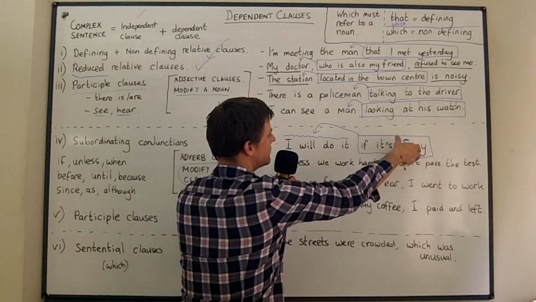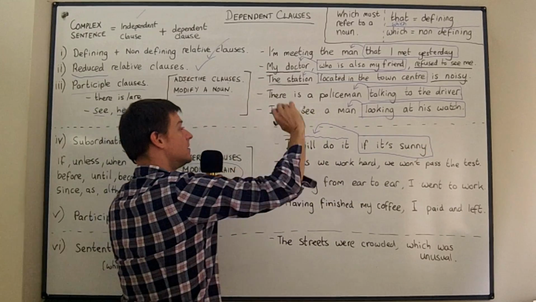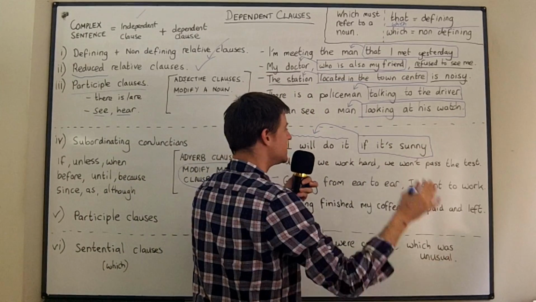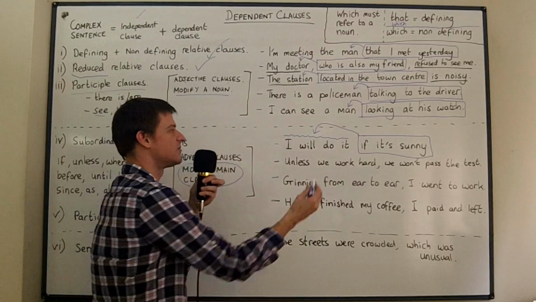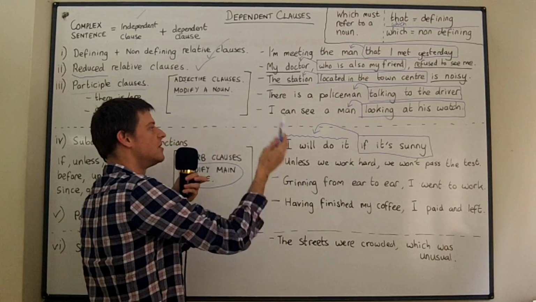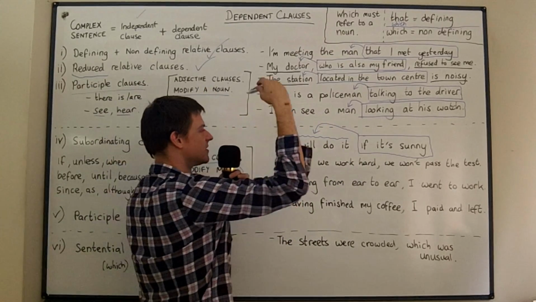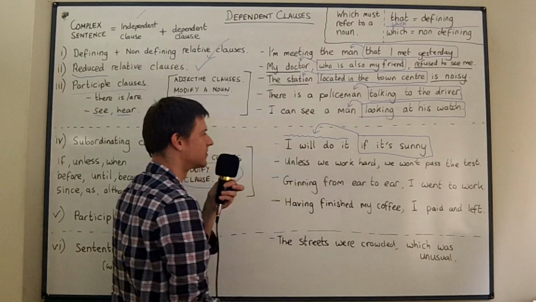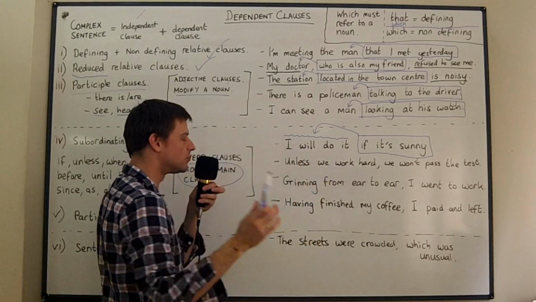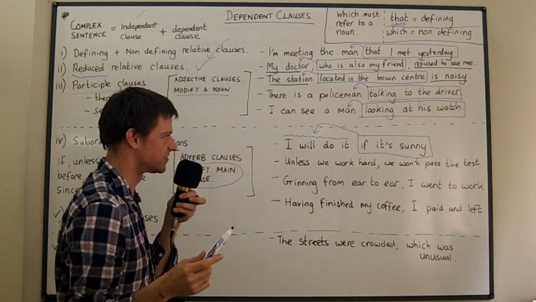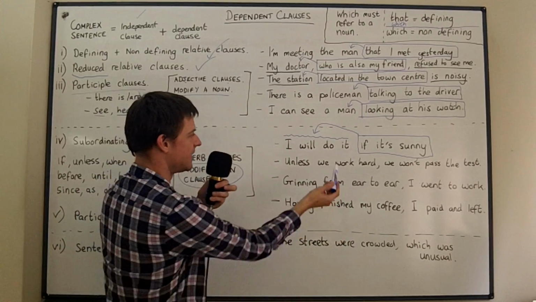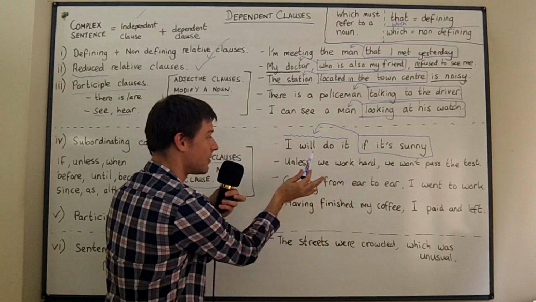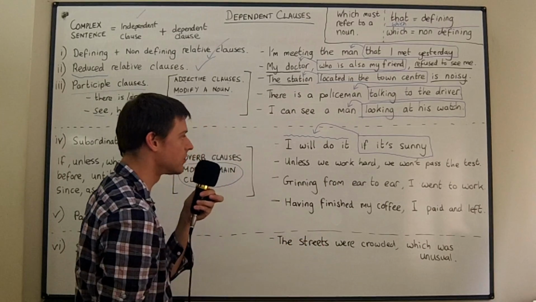If we swap this round, if we put "if it's sunny," comma, "I will do it," yes, we need a comma, because if we start with the subordinate clause, we have a comma after the subordinate clause before the main clause. However, if we start with the main clause, then we don't need a comma before the subordinate clause. So if we look at the next three examples, they all start with the subordinate clause.